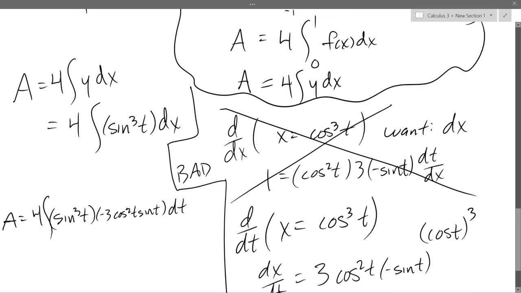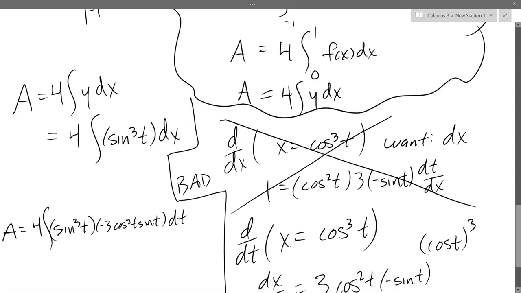So before I had endpoints 0 to 1, what variable? I'm going to put two values here, but what variable are these values going to be in? Yeah, so there's going to be t's. We're doing a t integral, so I get t values. So I need one t equals, another t equals. All right, how do I get these t values?